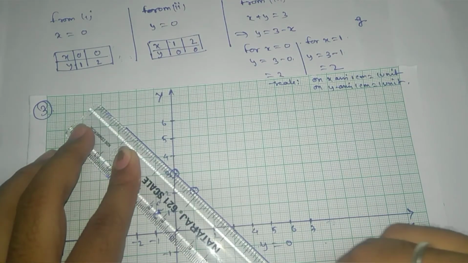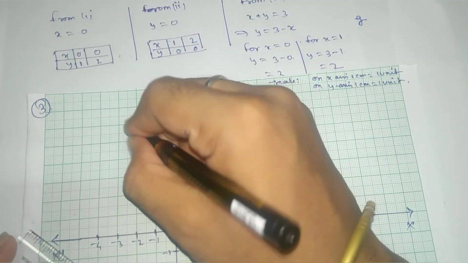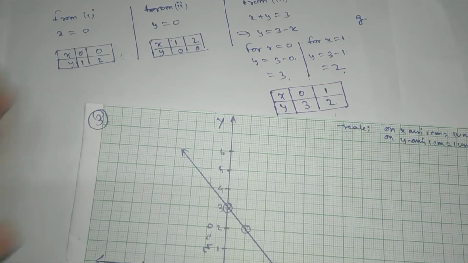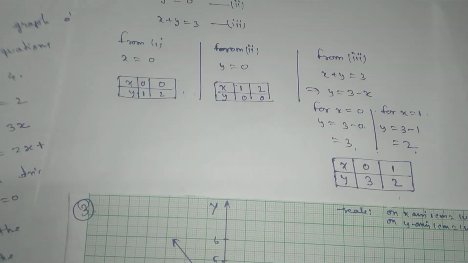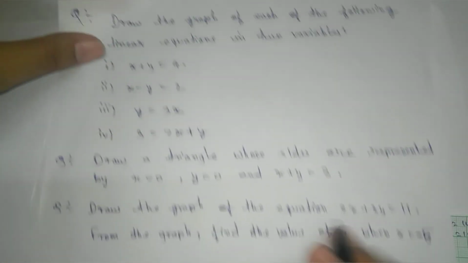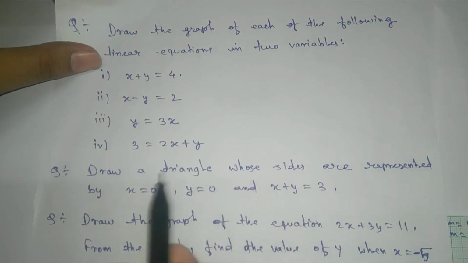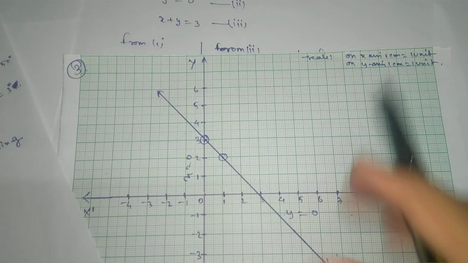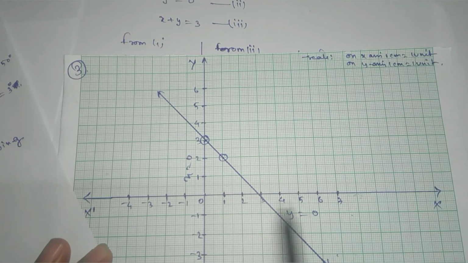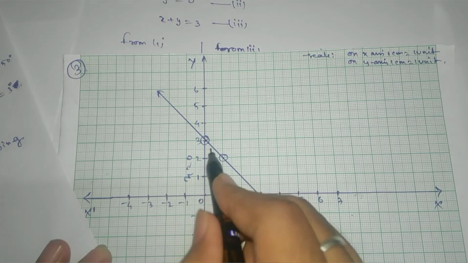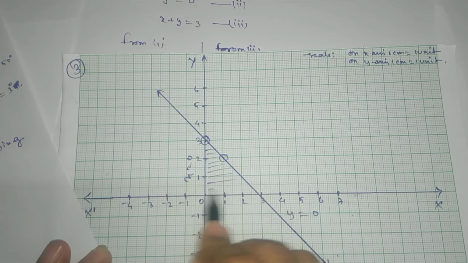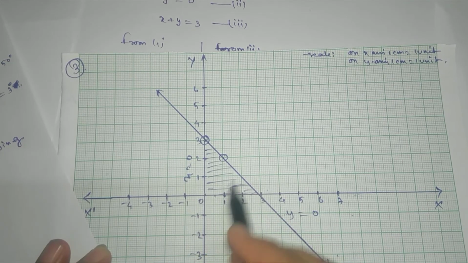Join here. So now what it is asking you is to draw a triangle whose sides are represented by these lines. That means you need to draw a triangle. So this is your one part, this is your another part. You can see that this is one boundary, this is another boundary. That means the shaded region is your required answer. This is your required triangle.